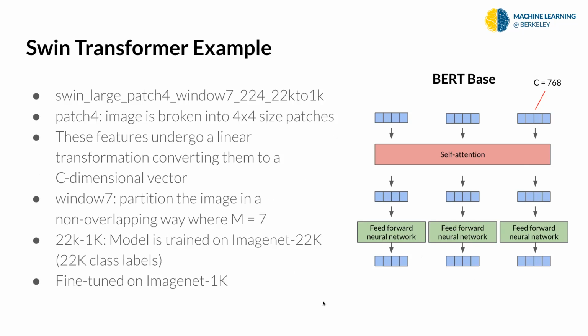Looking on the left, we see that we undergo a linear transformation to convert to a C-dimensional vector. And then we want to partition the image in a non-overlapping way. And that's what M represents. Window 7 represents how many windows we want in our image. So we're splitting our initial image into 7 distinct windows, each window having a specific number of patches of a certain pixel width. And this is going to be visualized in the next couple of slides, so hopefully that makes a little more sense. But we'll talk about the importance of M and especially how that relates to the stopping condition of a Swin transformer. 22K to 1K just means that the model was trained on ImageNet 22K and then fine-tuned on ImageNet 1K.